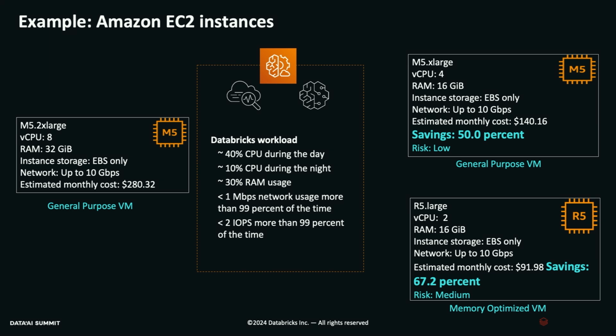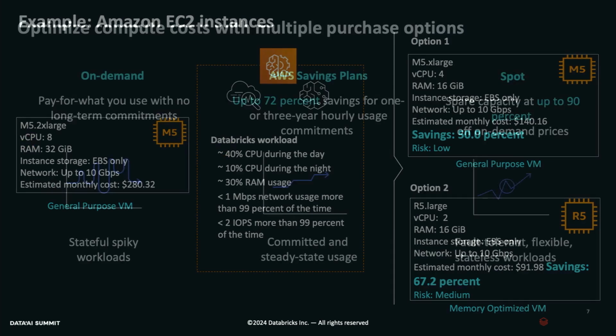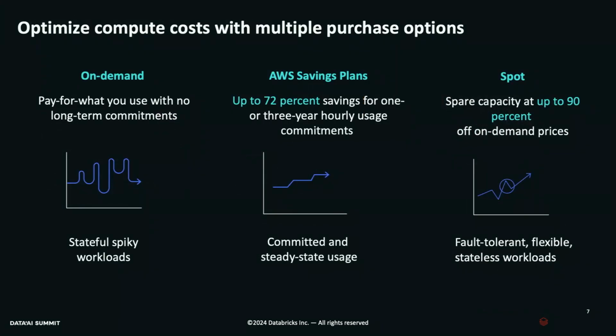One is, instead of using 2xlarge, go with xlarge, or you can go with R5 large. One of them has 50% savings, the other 67.2%, with low risk and medium risk. So you can do this for every workload. And now that you're done with the optimizer, you have the right resources.